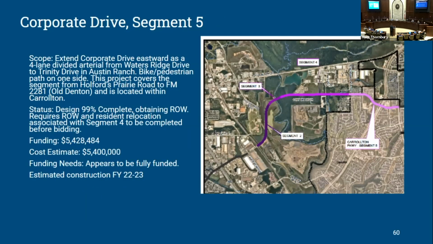Segment 5, Corporate Drive, that's the piece in Carrollton. We're fully funded on this one. Unfortunately, the drainage on this piece is kind of involved with the Segment 4 where we've got the property relocation. So that one may be delayed as well until we can work through those issues.